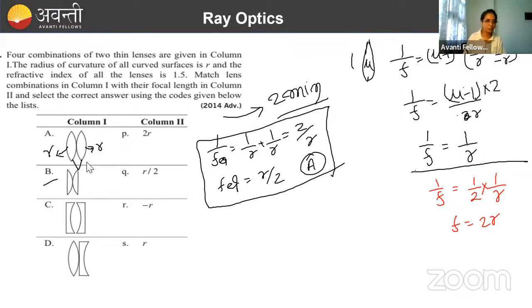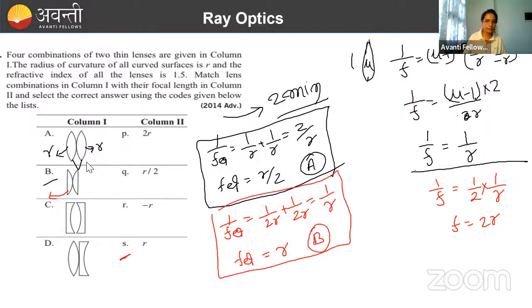Done. Now calculate the focal length of this combination. This will be positive because this is a concavo-convex lens only. So its focal length will be positive only. Now 1 by f equivalent will be equal to how much? 1 by 2R plus 1 by 2R. So how much value are we going to get? 2 by 2R. That is your 1 by R. So f equivalent for B is going to be R. That option is where, that will be minus R actually. For B, no, for B it won't be minus R. For B, the option will be S. Okay. So what option are you going to get for B? For B, the correct option will be S. Now for C, you can calculate.